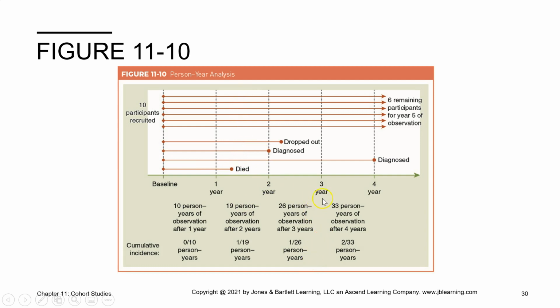Then at the third year, you have 26 person years. So you have 10 years from the first year, then you have 9 years from the second year, and then you don't have this person anymore, you don't have this person anymore, and you don't have this person anymore. So it's 1 over 26. And then at 4 years, you have another diagnosis. So here we keep this one diagnosis from here and the other diagnosis from there, and then we attribute the additional years for these people above and for this person right here as well.